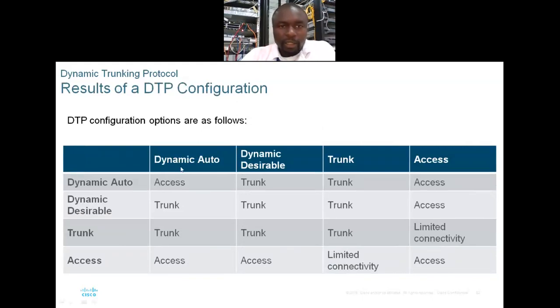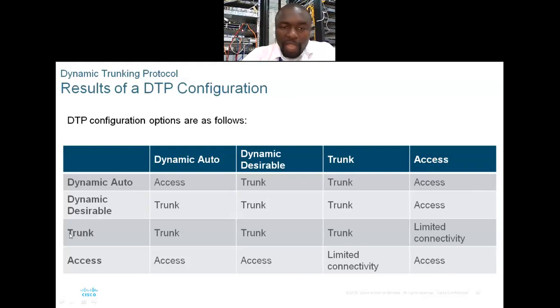All right, so look at this result of a DTP configuration. DTP configuration options are as follows. If I have dynamic auto, that means I can have dynamic access, then desirable will be trunk, trunk would be trunk, access would be access, but dynamic auto with dynamic auto would be access. If I have dynamic desirable with dynamic auto, it will give me trunk. Dynamic desirable with dynamic desirable will give me trunk. Dynamic desirable with trunk would give me trunk. Dynamic desirable with access would give me access.